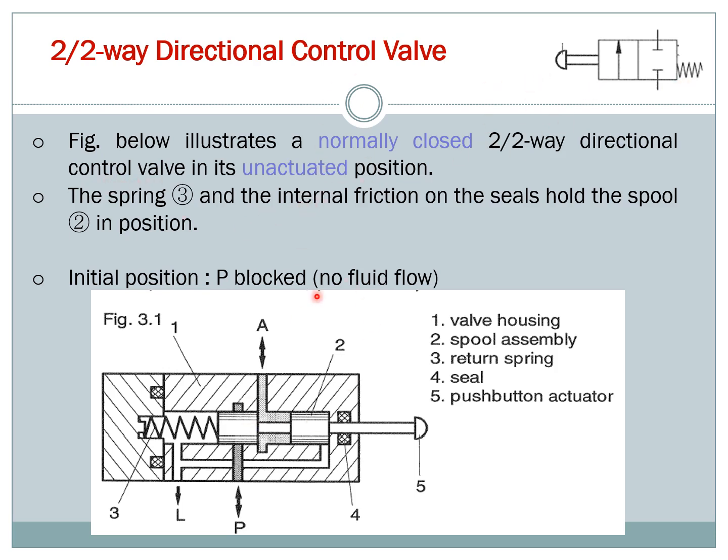In this figure, what is illustrated is a normally closed 2/2 directional control valve. When you have normally closed, it is in an unactuated position. You can see you have pressure here, but it's blocked, meaning no connection. Pressure is not connected to port A. So in its initial position, P, the pressure, is blocked, so no fluid flows.